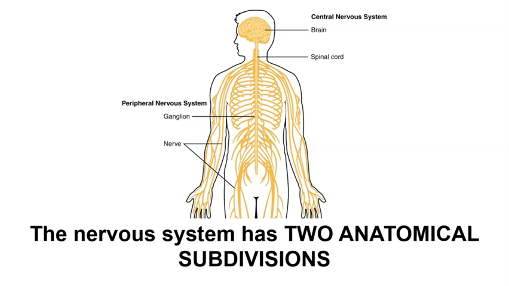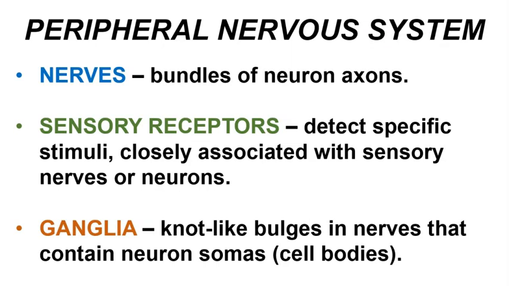The central nervous system consists of the brain and the spinal cord, while the peripheral nervous system consists of the nerves, the sensoreceptors, and the ganglia. So, a few definitions before we move on. Nerves are defined as bundles of neuron axons that are located within the peripheral nervous system. So it's helpful to think of these as the cables that connect the sensoreceptors and the muscles to the central nervous system. Sensoreceptors are described as specialized structures that detect very specific stimuli.